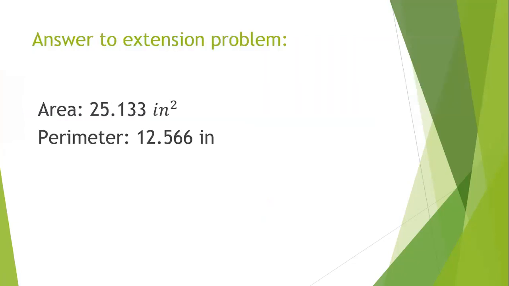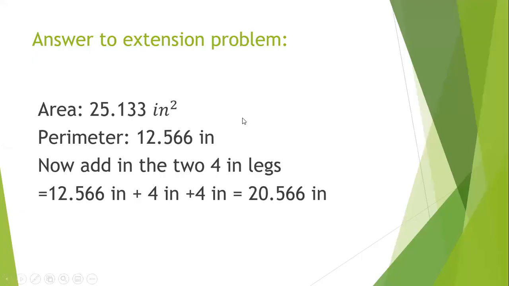So hopefully this is what you got. Notice I've got an area in inches squared because we've got the number of tiles to fill in the half circle, and the perimeter is the length of the fence around half of the shape. Let me know if you have any questions. So now that you have the perimeter of half the circle, you add in the 2 4-inch legs to get a full perimeter of 20.566 inches.